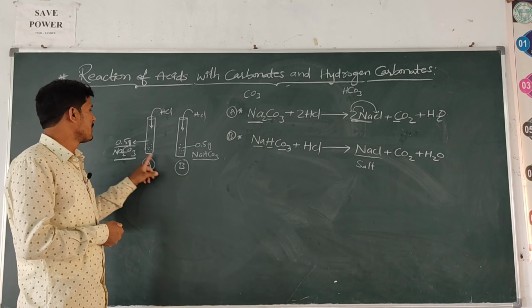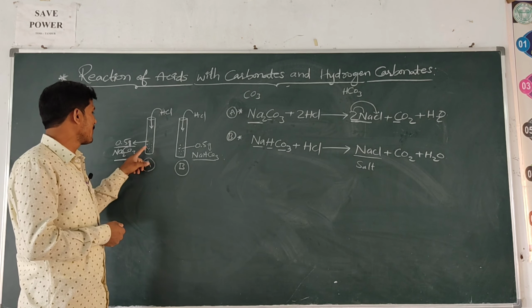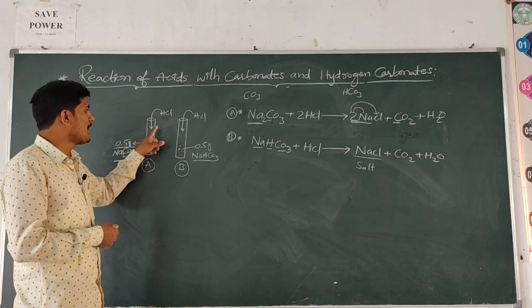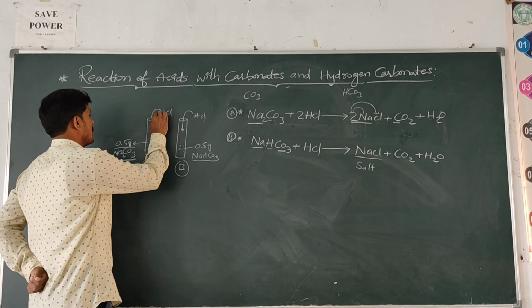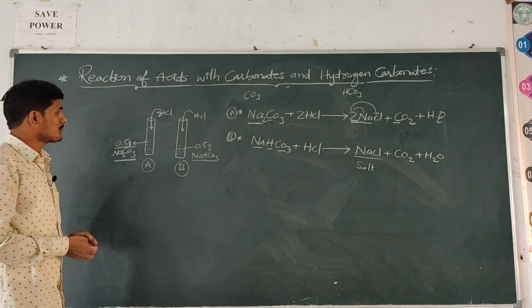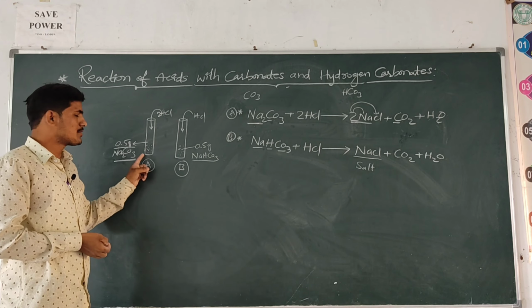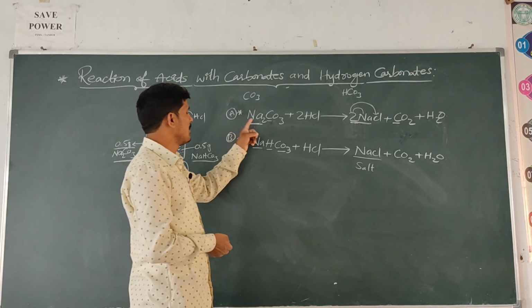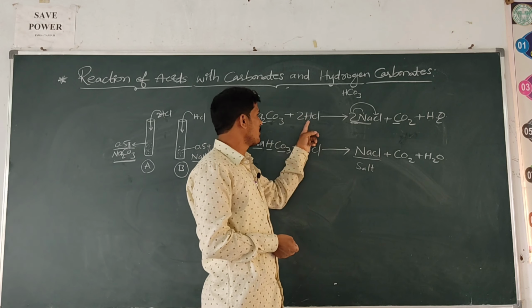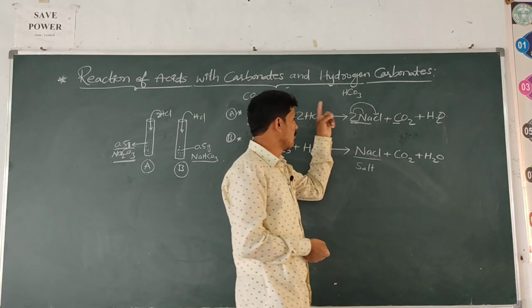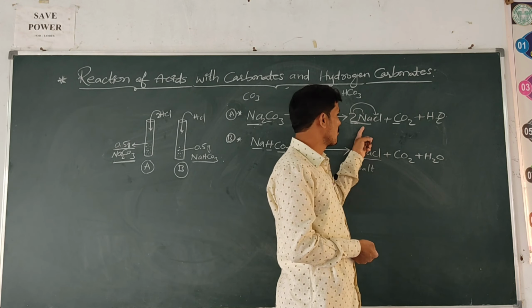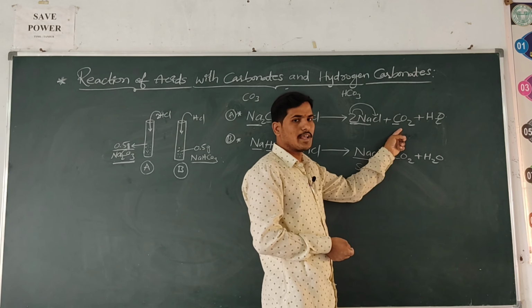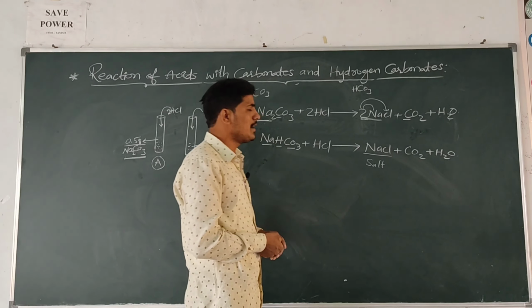Okay, test tubes A and B. In test tube A, add a few grams, or 0.5 grams, of sodium carbonate and add 2 ml of HCl. The reaction takes place between sodium carbonate and hydrochloric acid. Two moles of sodium chloride, NaCl, are formed, and carbon dioxide and water molecules are formed.